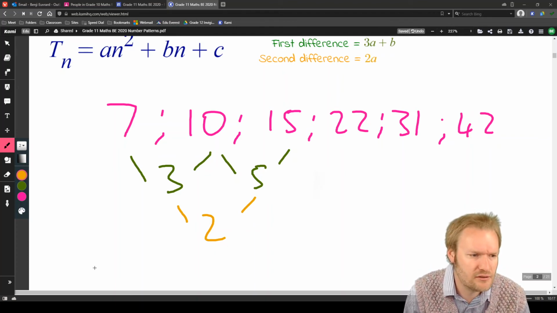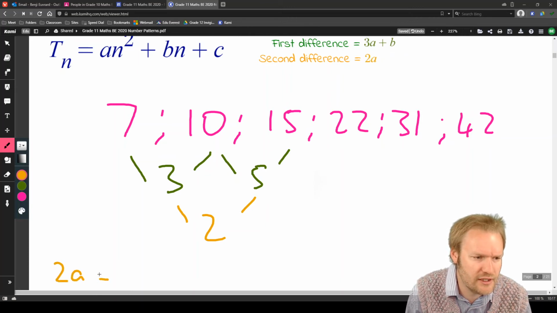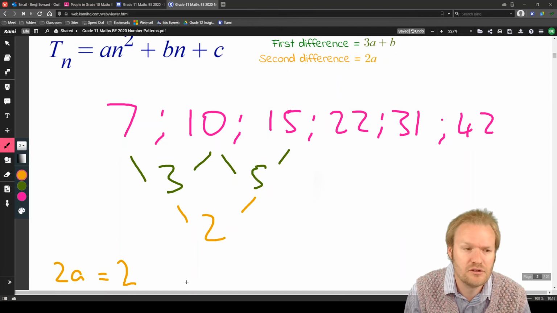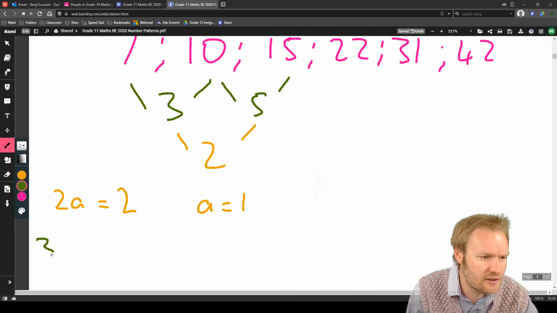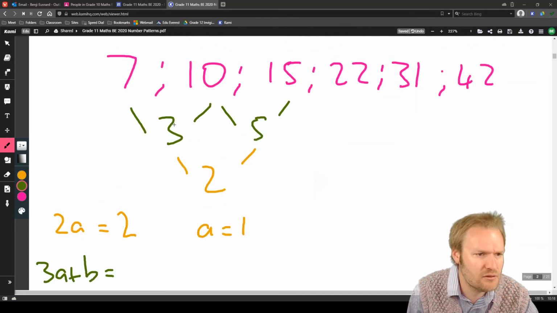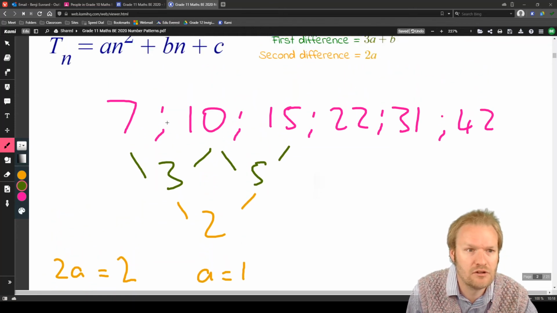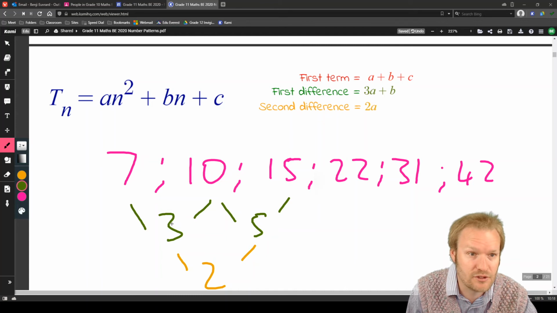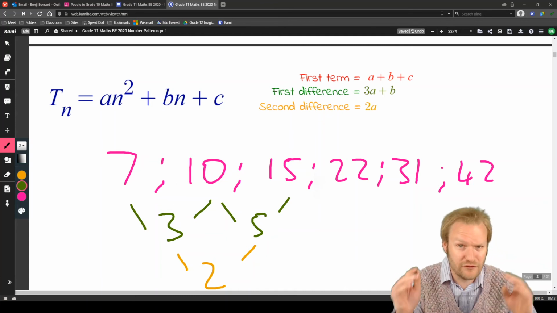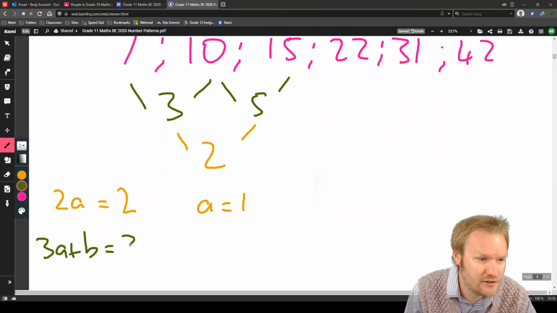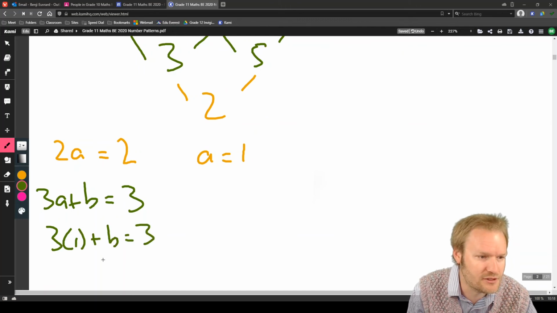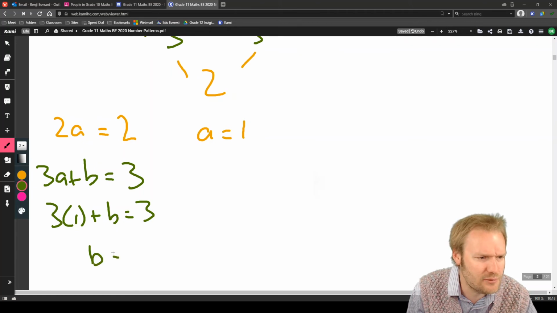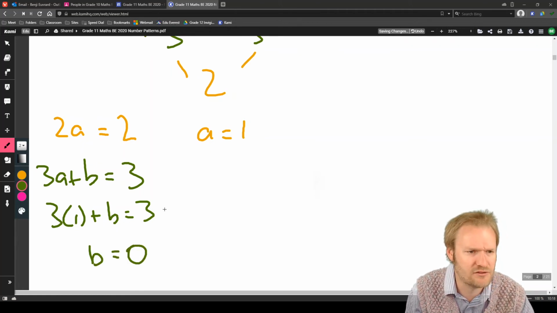Okay, so how's this going to help us? Well, the second difference is 2a. So if the second difference is 2a, and our second difference is 2, well, we know that a must be 1, right? Seems reasonable to me. First difference is 3a plus b. Our first difference, at least this part here, was 3. Remember, the first difference changes, but this is kind of the first difference, 3. So if that's 3 and a is 1, then 3 times 1 plus b equals 3. So 3 plus b equals 3, so b equals 0, right? 3 plus nothing gives you 3.